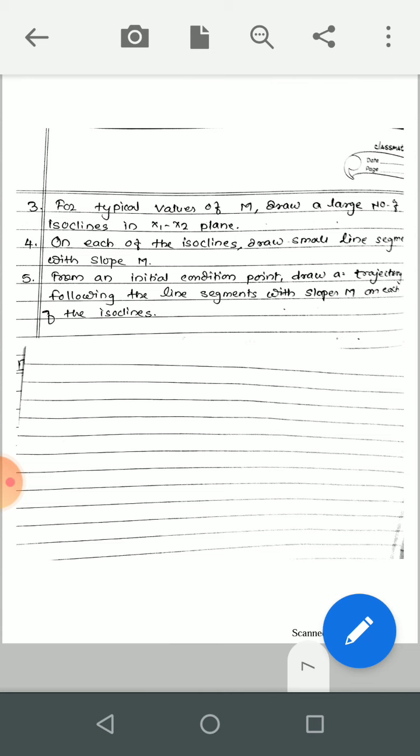And last step, from an initial condition point, draw a trajectory following the line segments with slopes m on each of the isoclines. And we can draw the phase trajectory, that is the phase portrait, and from the shape of that phase trajectory we can define the stability of the nonlinear system, that is, whether it is converging towards the equilibrium point or diverging from the equilibrium point, and depending on that the stability of the nonlinear system can be analyzed, or we can state the stability of the system.